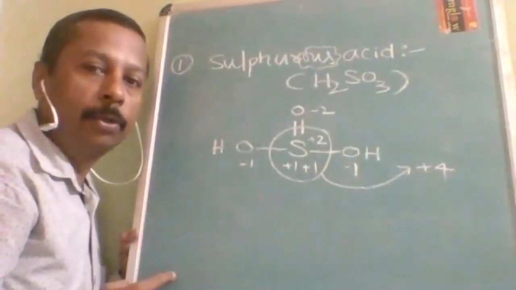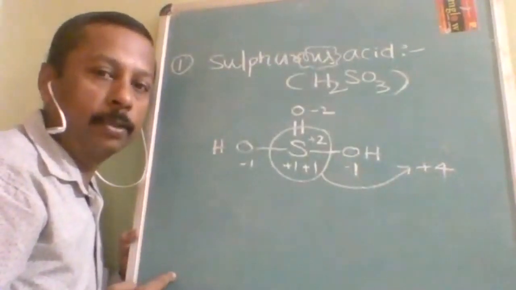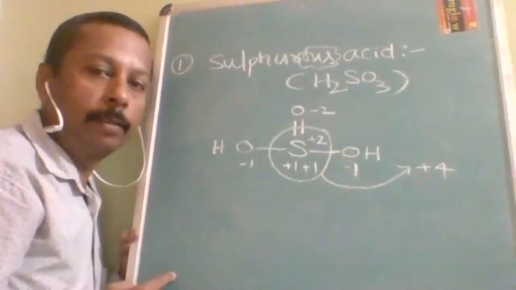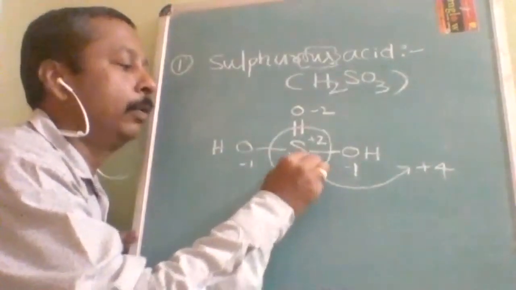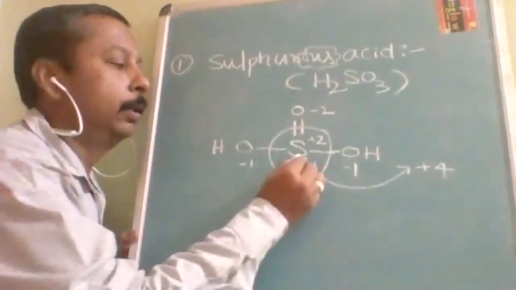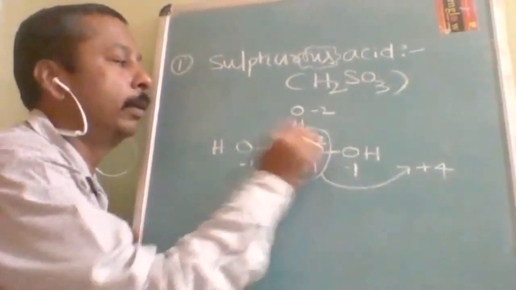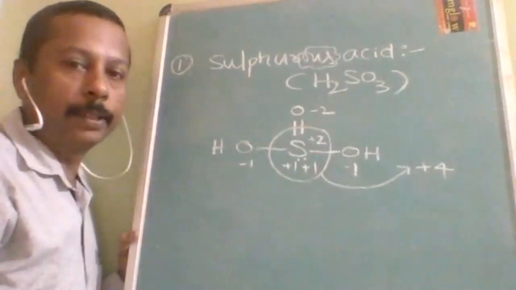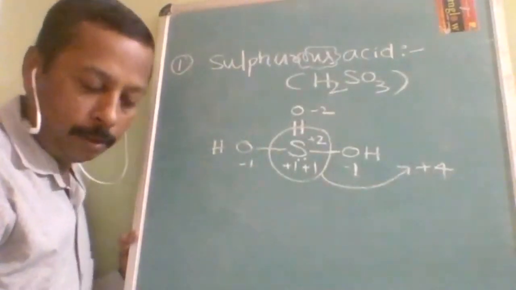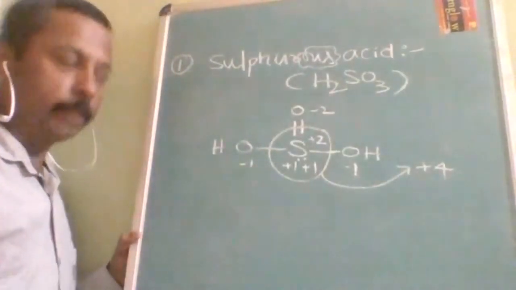The formula is H2SO3. The oxidation number of sulfur is +4 and it contains one lone pair, 3 sigma bonds and 1 pi bond. Okay, so this is all about sulfurous acid. Is it understood? Now let us see the second acid.